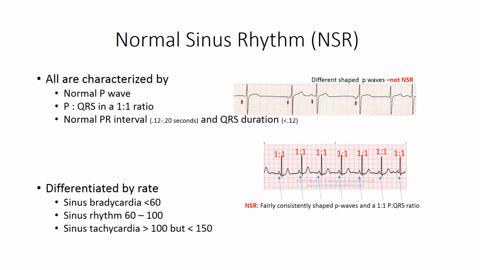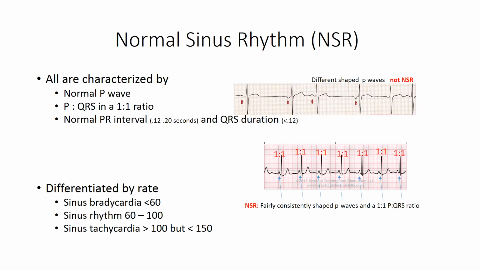Beginning with normal sinus rhythm, this is basically the ideal EKG strip. There's nothing wrong, everything is looking as it should. So how should an ideal EKG strip look? Well, you should have a normal, uniform P wave throughout the strip. And here you can see an example up top of what different P waves would look like.